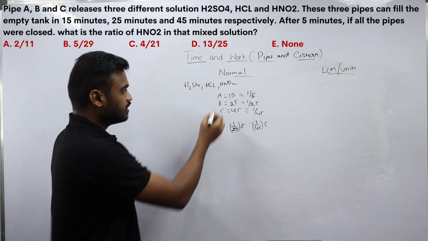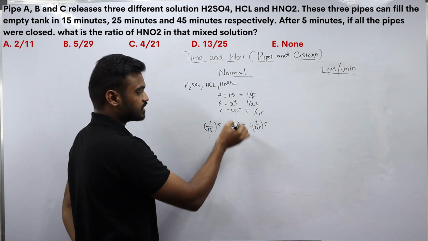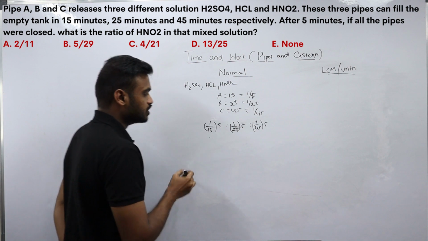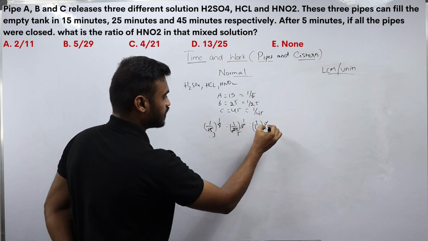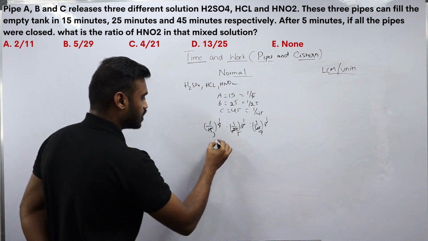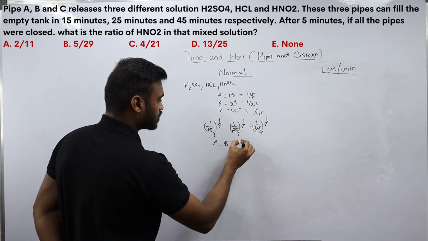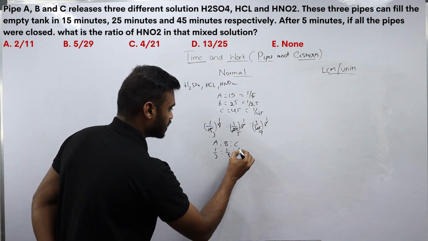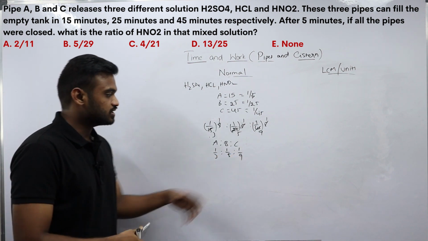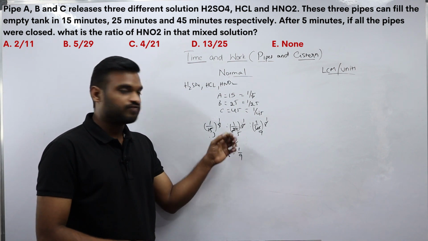Now here A is working for 5 minutes, B is working for 5 minutes and C is working for 5 minutes. So we will get 5 ones are 5, 5 threes are 15, 5 ones are 5, 5 fives are 25, and 5 ones are 5, 5 nines are 45. So the ratio of A's work done, B's work done and C's work done is 1 by 3 is to 1 by 5 is to 1 by 9. This is the ratio of work done by A, B and C for 5 minutes.